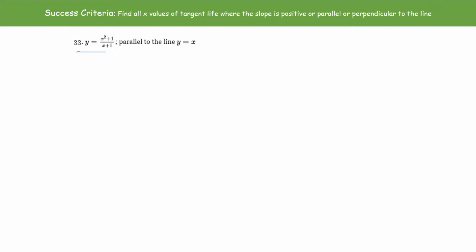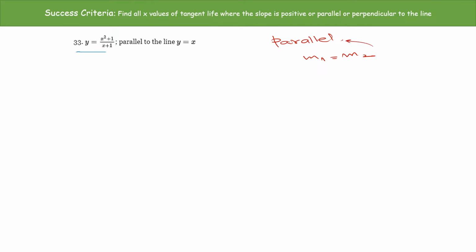So the next question is: find all the x values such that the slope is parallel to the line y equals x. So just try to gather your previous knowledge, which says that when lines are parallel, the slopes of the two lines are equal. It means the slope of line 1 and the slope of line 2 are equal. They are said to be parallel.